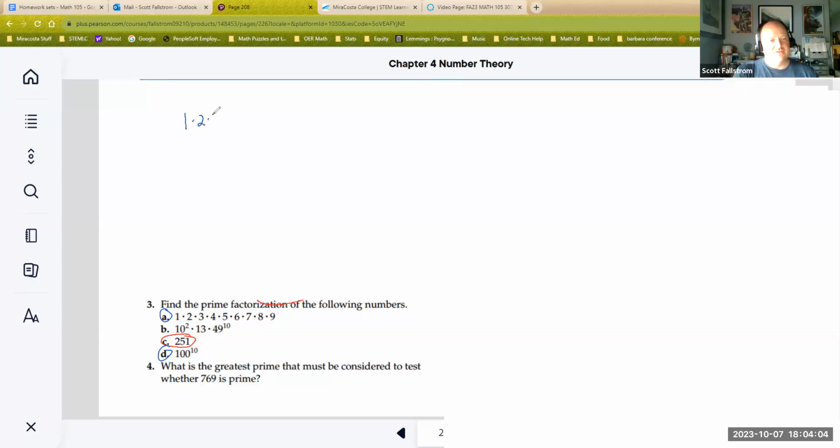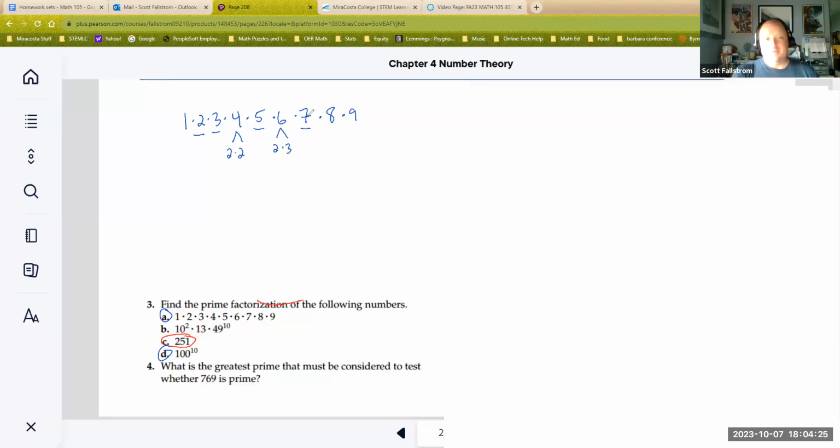So here for A, I have 1 times 2 times 3 times 4 times 5 times 6 times 7. Somebody really enjoyed this one, writing this one out, right? All right, so first off, I'm just going to underline the primes I already have. I have a 2, 3, a 5, and a 7, so I don't need to factor those. The 4 here would be a 2 times 2. The 6 here is 2 times 3.